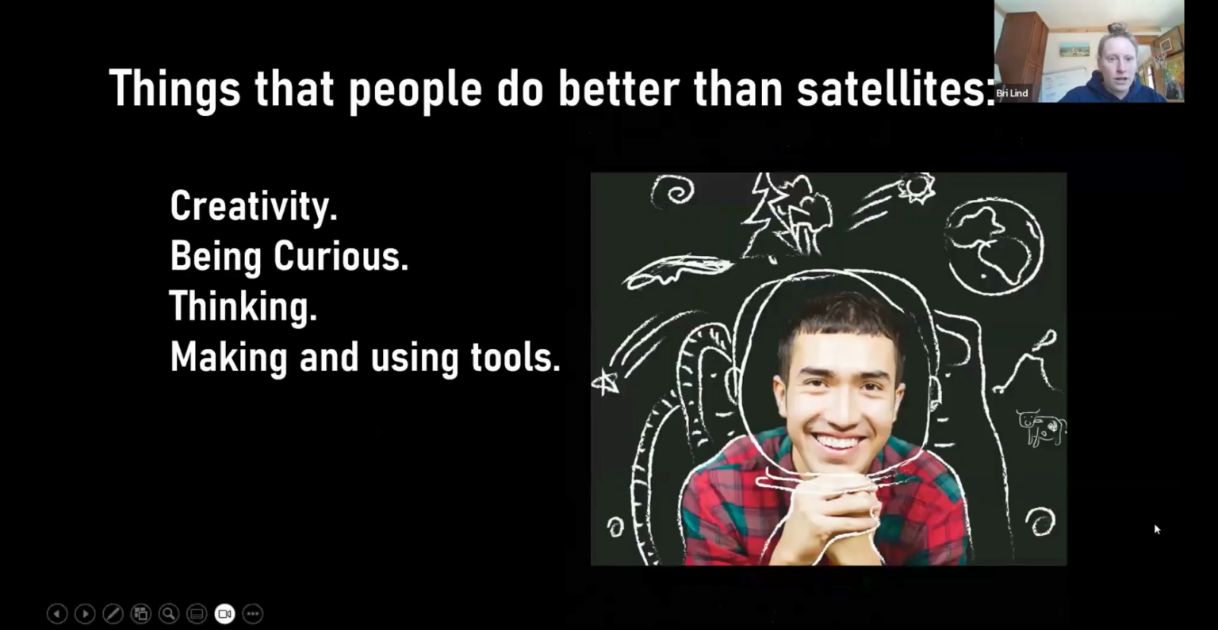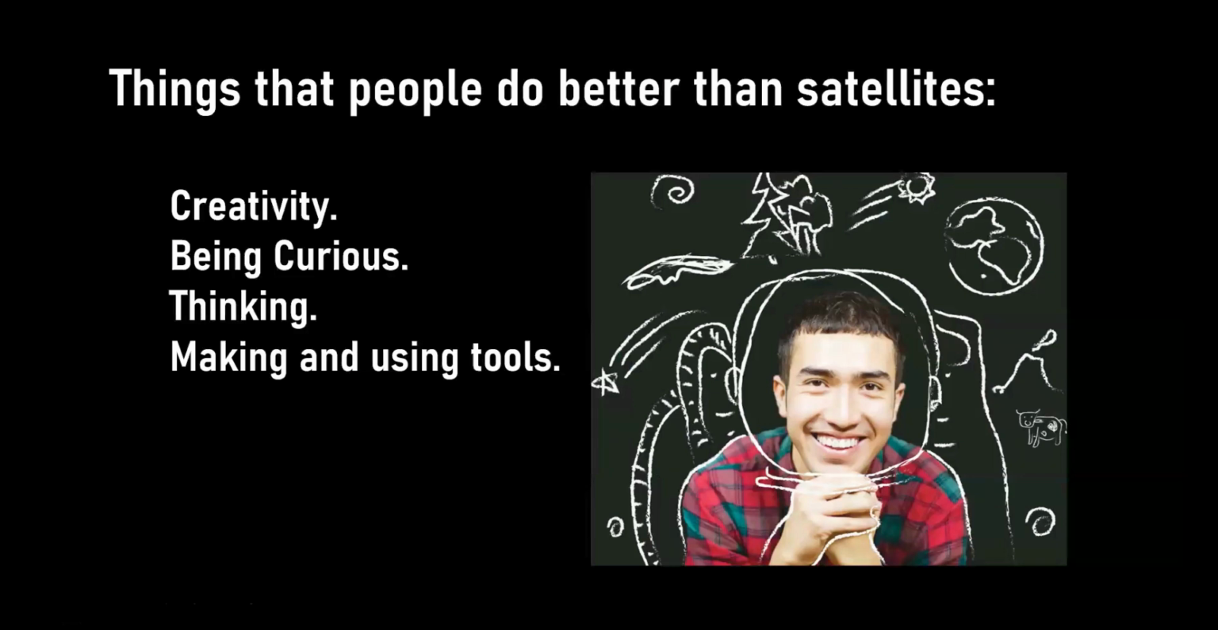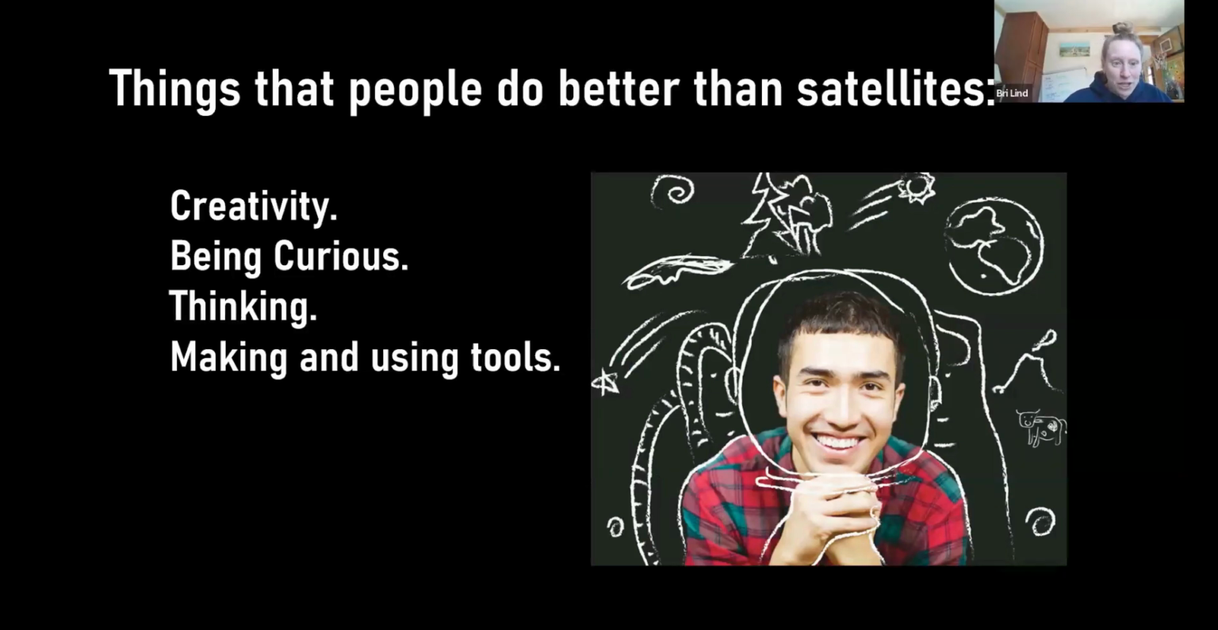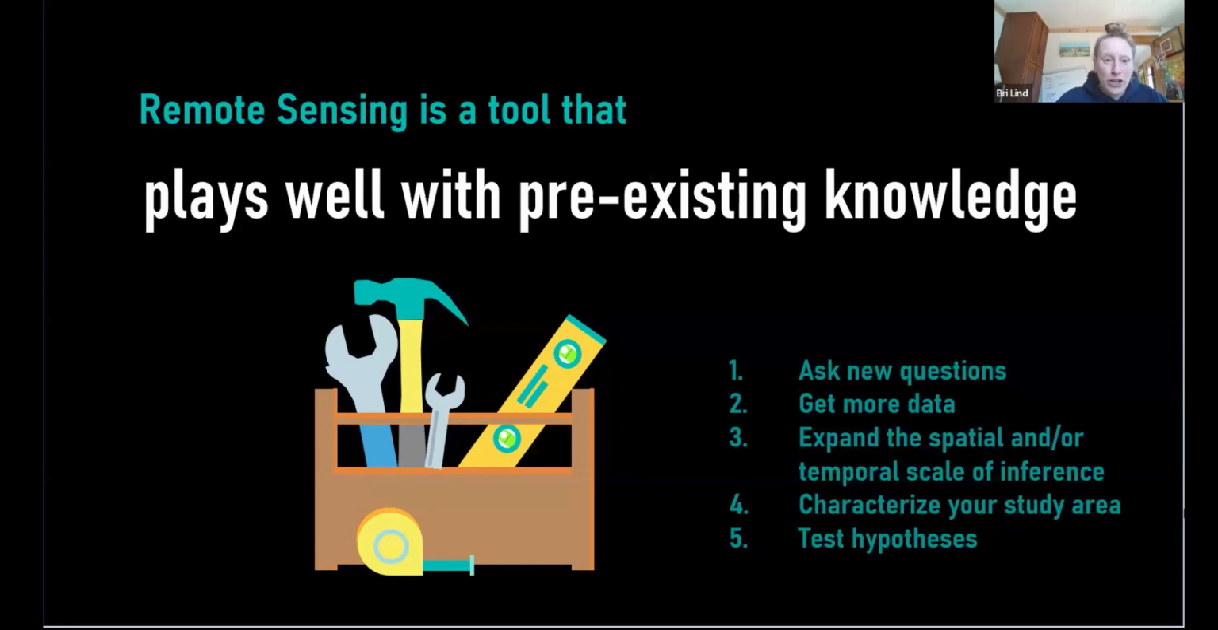People, on the other hand, are really creative, and they're really good at being curious and thinking and making and using tools. So I like to think of satellite data as a tool that plays really well with pre-existing knowledge. The satellite data that we have can help you ask new questions, get more data, or expand the spatial or temporal scale of data that you've already collected. It can help you characterize the space you're in a new way, and it can also help you ask questions and test hypotheses.